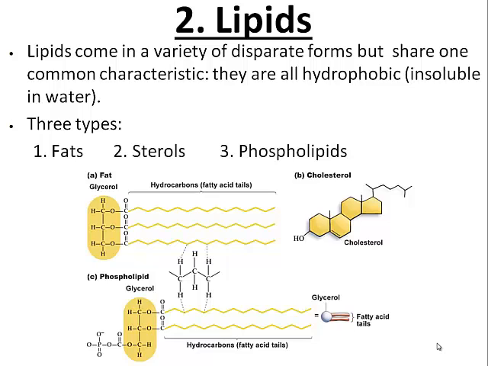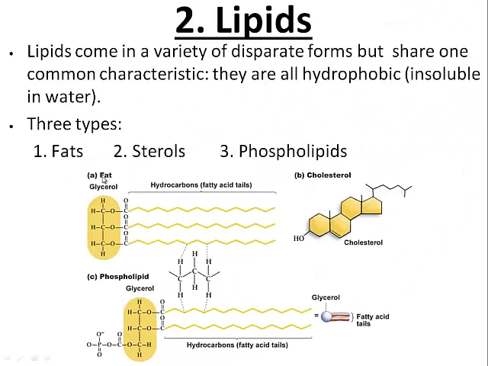We move on to lipids at this point. Lipids are interesting biological molecules, and lipids are somewhat smaller than the other 3 groups of biological molecules that we'll talk about. Lipids also vary quite a bit in appearance. The unifying feature of lipids is that they are all insoluble in water. No lipids dissolve in water. So we have 3 types of lipids that we'll talk about. We have fats, sterols, and phospholipids.